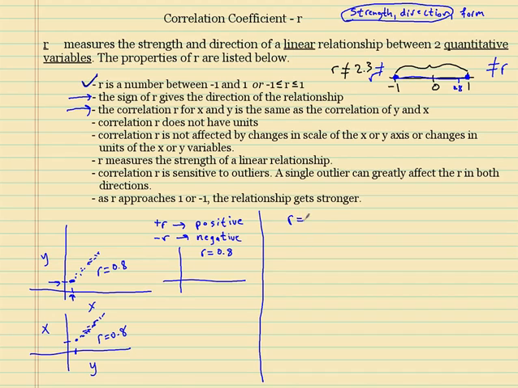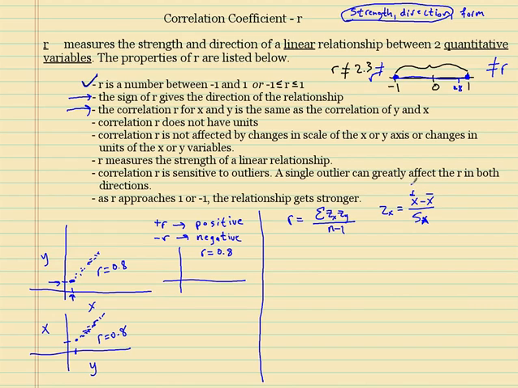Okay, r is found by summing the standardized x's times the standardized z's, divided by n minus 1. So what happens here? Z's do not have units. Z's, if you remember, are just how many standard deviations you're away. So z of x would just be x minus the average in your data set divided by the standard deviation of that data set. So we lose our units.